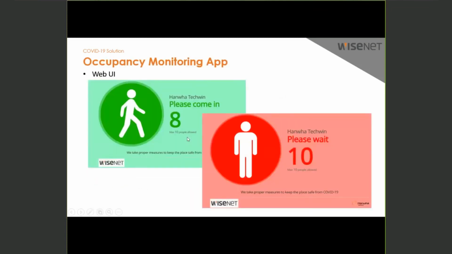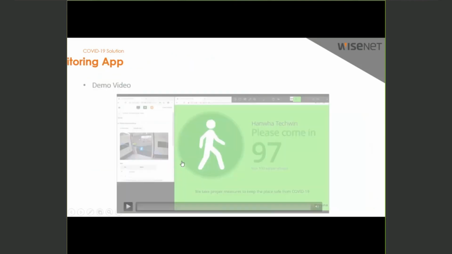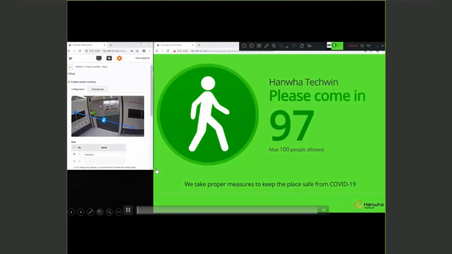So the UI will be like this. It's very simple. So you can change this text message from here. This is just the default. So you can change the text message from here. And this is okay. And when the maximum limitation has been exceeded, then it will change to this. Let's see the demo video.